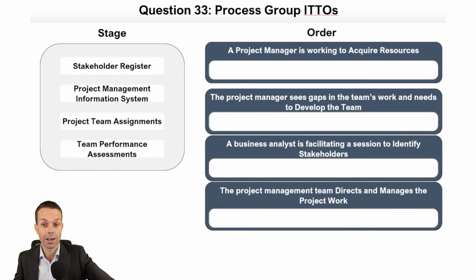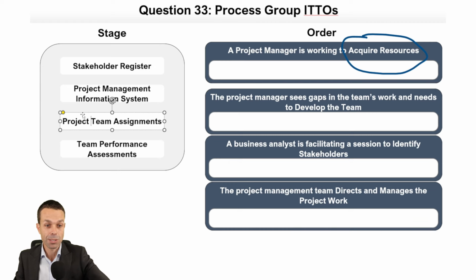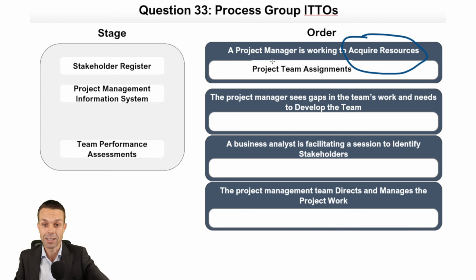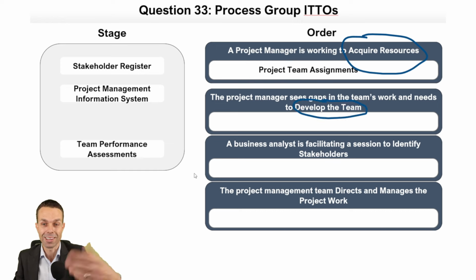Process Groups inputs, tools and techniques, and outputs. A project manager is working to acquire resources. Okay, and I like this because it basically tells us what we're working on here. Acquiring those resources, let's have a look. Project team assignments, because who is assigned within the team? That one makes sense. A project manager sees gaps in the team's work and needs to develop the team. This is very handy. It's laid out very nicely for us, actually. What are we going to do here?